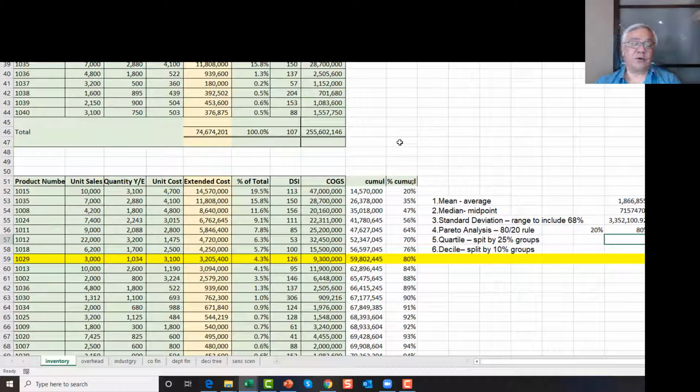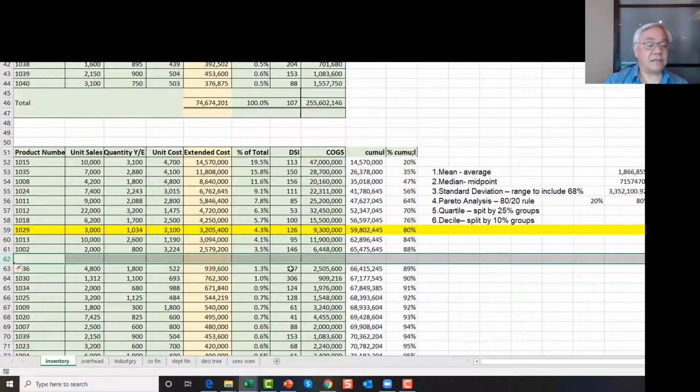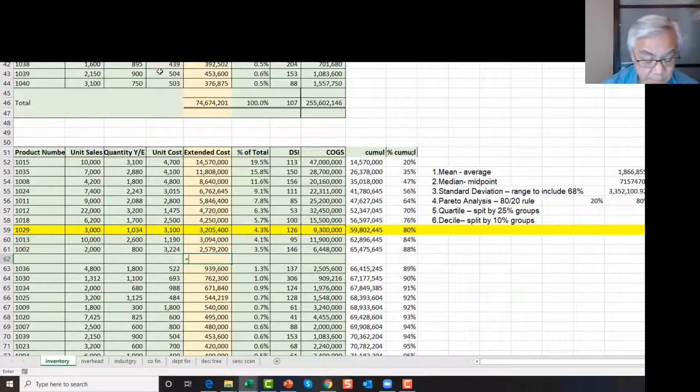Next is quartile. Quartile, since we have 40, we just create breaks. Every time there's a quarter of 40, or 10, there's a break. So we'll just do this. 1, 2, 3, 4, 5, 6, 7, 8, 9, 10. Okay, so that is the first quartile. We can sum the inventory in that first quartile, and that's $65 million.